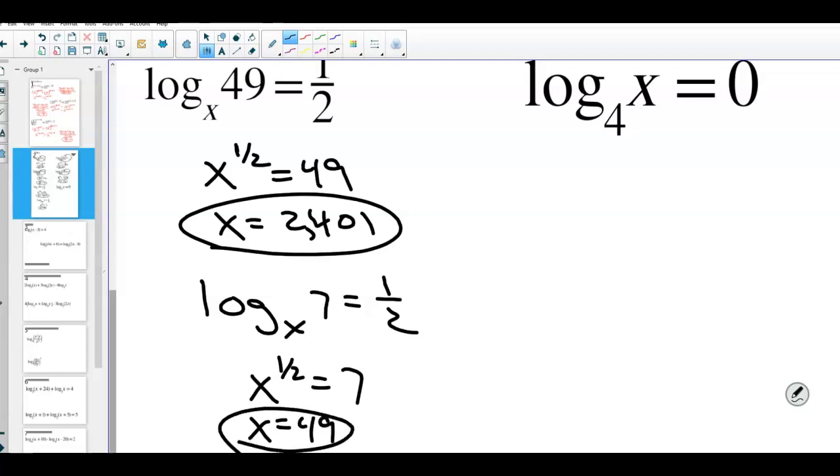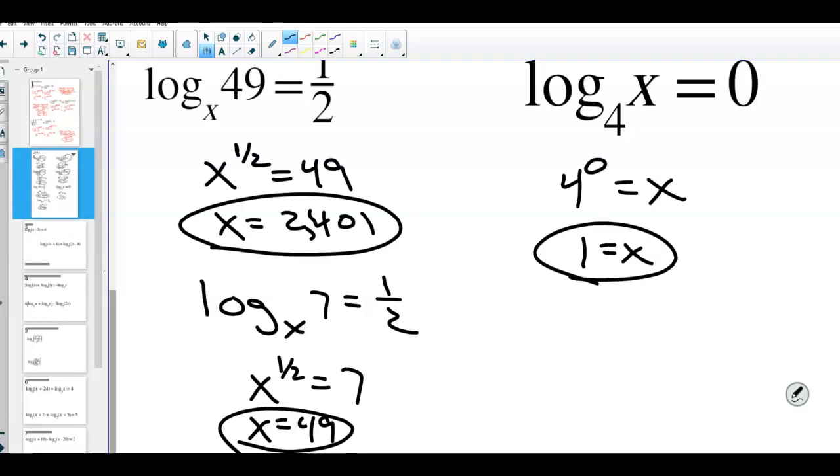And then finally, anytime you raise something to the 0, automatically it's 1. Okay, anytime a log equals a 0, it's automatic that this is 1 right here, because anything raised to the 0 is 1.